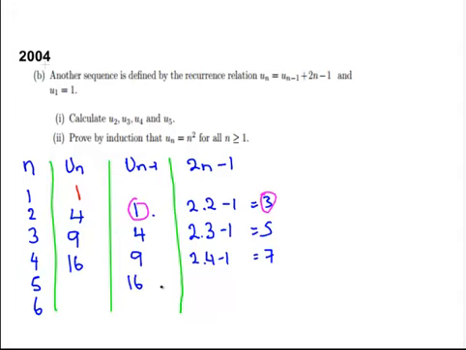Put 16 down here because it's the previous value for the next row, n equals 5. 2 times 5 minus 1, that's 10 minus 1, which is equal to 9. 9 plus 16 is equal to 25. Okay, so the values we are asked to calculate are these values here: 4, 9, 16, and 25. So that's them all together. The next part here is proof by induction that u of n is equal to n squared.